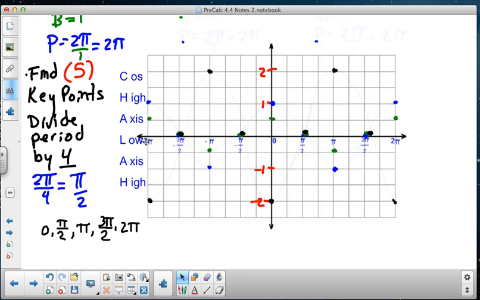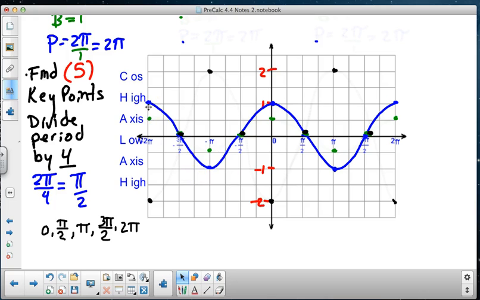Now, keep in mind we're starting with cosine. Cosine starts high because it's 1, and it goes to the axis, then down low, and then back to the axis, and high. So my cosine cycles through just like this. That's my parent function for cosine.